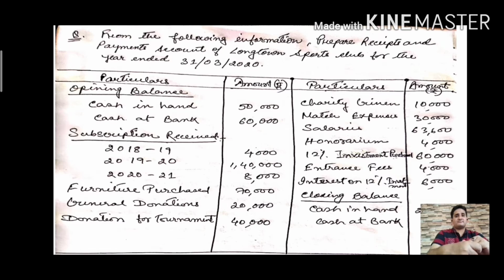Let's start a practical problem, then you will understand the main concept of the receipts and payments account. So this is the question. From the following information, prepare the receipts and payments account of Longtown Sports Club for the year ended 31st March 2020. Opening balance is given, cash in hand and cash at bank.